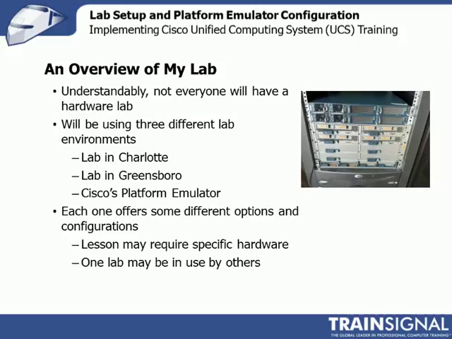First, an overview of my lab. I understand not everybody has a hardware lab. It takes a lot of equipment to do what I'm doing in some of these lessons in a physical environment. You've got to have a full-on install of UCS. You've got to have interconnects. You've got to have at least one chassis. You've got to have at least one, probably more than one blade to do most of this. Then you have to uplink that to a physical Ethernet environment.